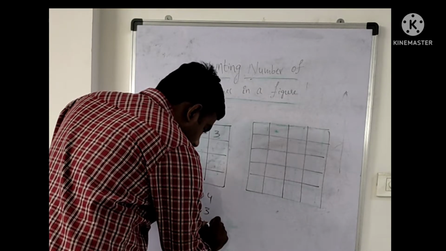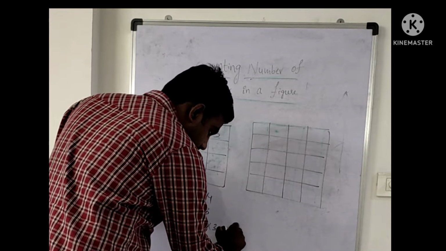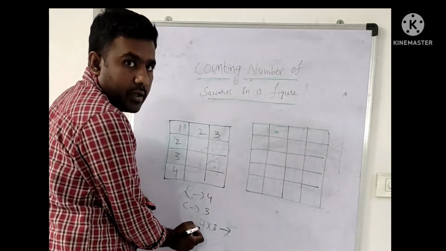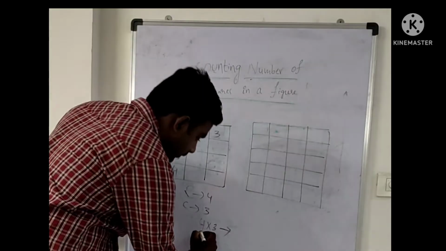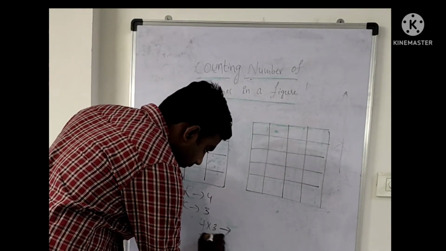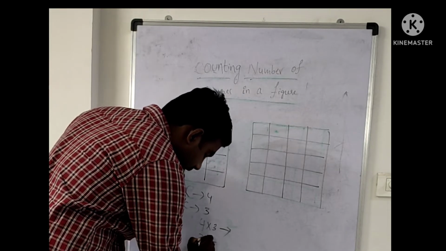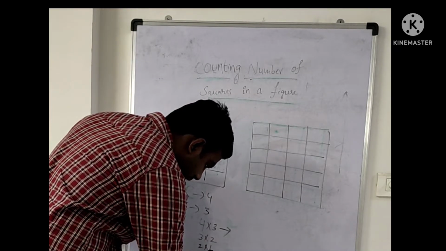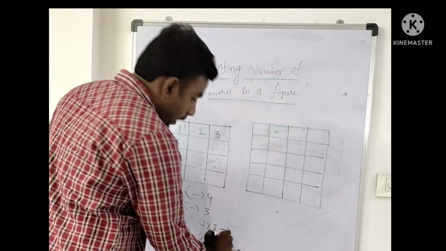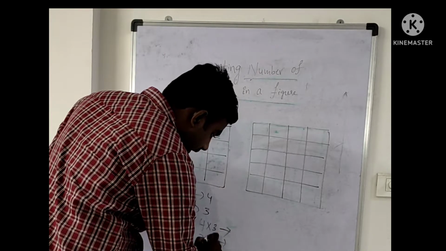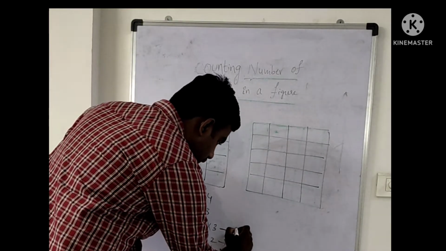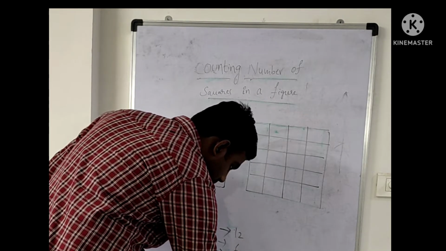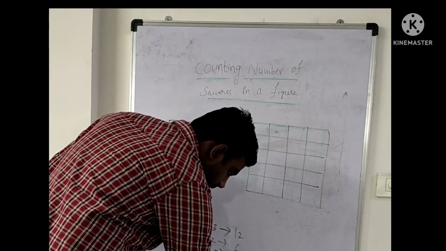Okay, multiplying the rows into columns, and the next step is we have to reduce one from the row and one from the column. 3 multiplied by 2. Similarly, once again we reduce one from row and one from column: 2 by 1 and 1 by 0, and you add all these. 4 times 3 is 12, 3 times 2 is 6, 2 times 1 is 2, 1 times 0 is 0. The total is 20.